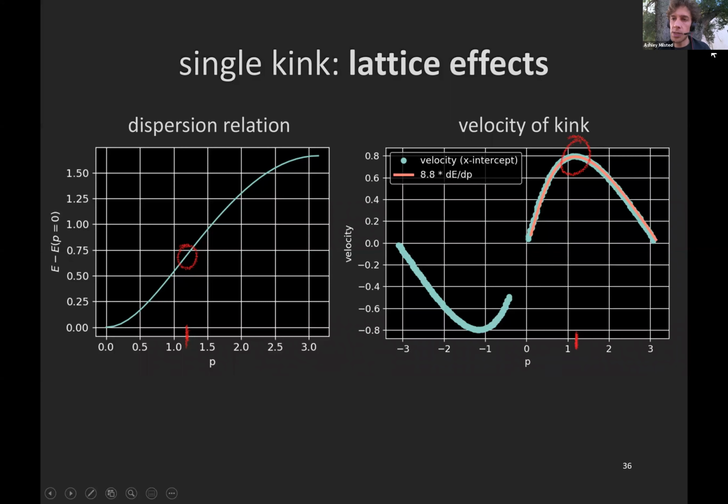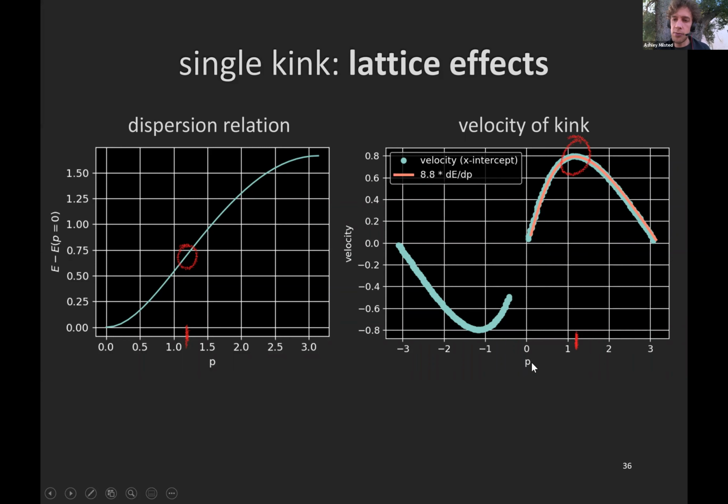So we can match this behavior up to our simulation. In the simulation, we can track the location of the kink by just looking at where the spin expectation value crosses zero. And we can compare it to the derivative of this dispersion relation, and we see that there's a nice matchup.